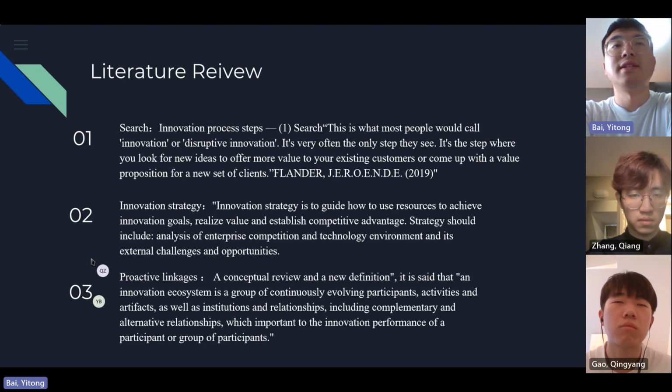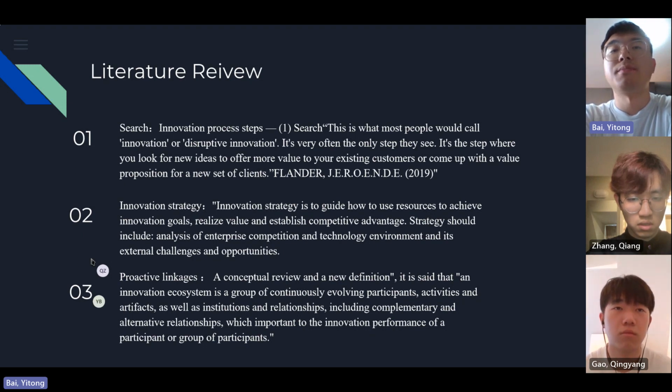The second is innovation strategy. Innovation strategy is to guide how to use resources to achieve innovation goals, realize value, and establish competitive advantage. Strategy should include analysis of the enterprise, competition and technology environment, and its extra challenges and opportunities.